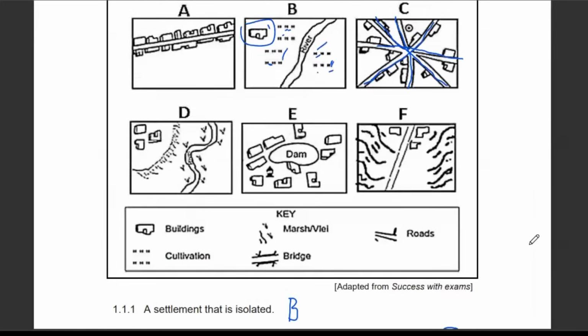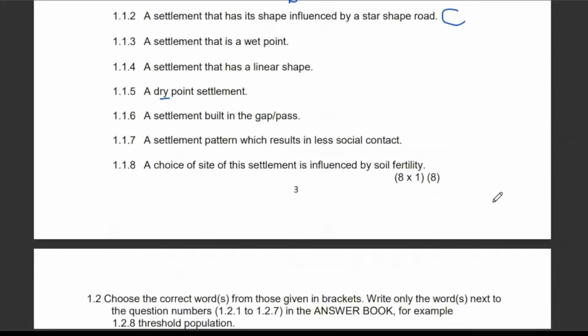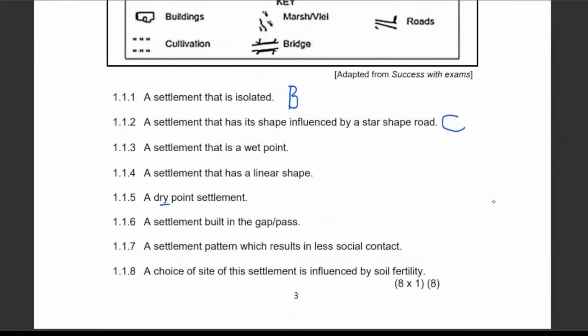Right, if we check settlement number E, there is a dam here and the buildings are surrounding the dam. So automatically these buildings are situated around the dam for the need to access water from the dam. So item E qualifies to be the correct response for question 1.13.